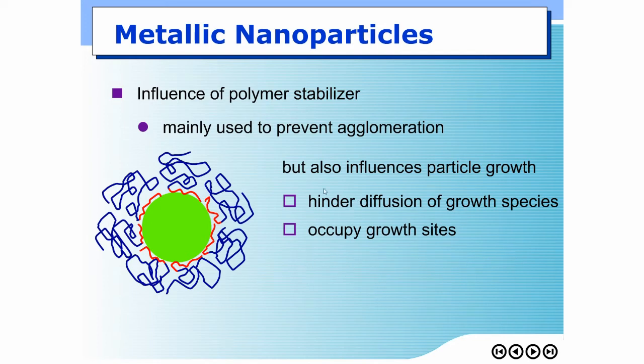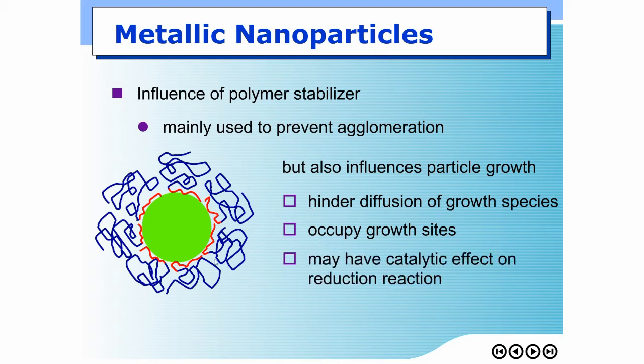So these two factors give you diffusion control growth, which is what we want. But the polymer itself may have some catalytic effects on the reduction. Some polymers help catalyze the reaction to make it faster. Some polymers retard the reaction. Some polymers are inert. So you have to be aware that a polymer may either accelerate or decelerate the reaction rate as well.